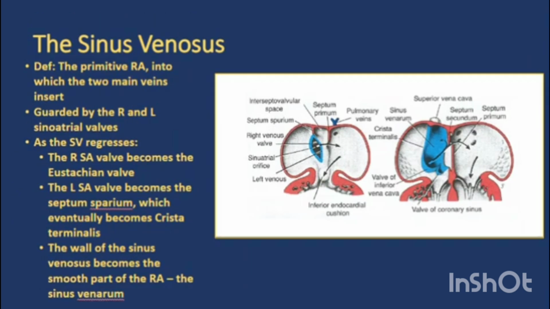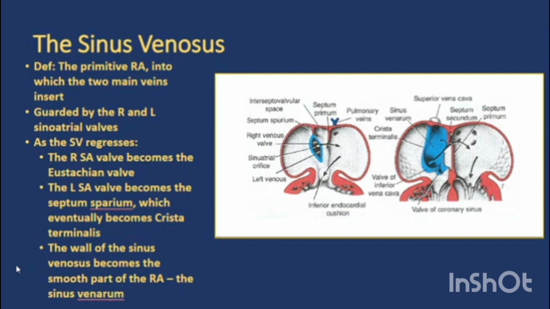My last slide is talking about embryology, and if this slide gives you headaches, don't worry. I will spend minimal time talking about this, but to me it is absolutely crucial in understanding where the eustachian valve and the crista terminalis come from. So the sinus venosus, the definition of it, is a primitive right atrium. The two main veins embryologically will insert into this primary right atrium.